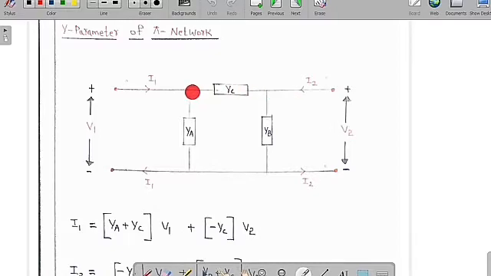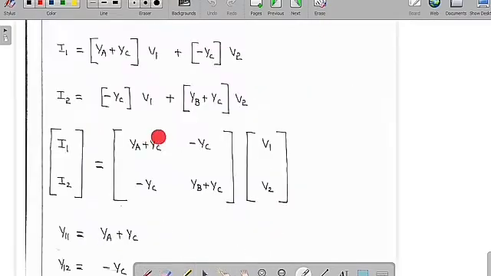Therefore, if you apply KCL at this junction, we are going to get the equation I1 is equal to (Ya plus Yc) into V1 minus Yc into V2. Similarly, if you apply KCL across this junction, we are going to get this equation: I2 is equal to minus Yc V1 plus (Yb plus Yc) into V2.